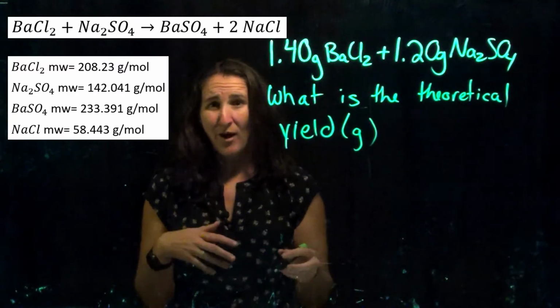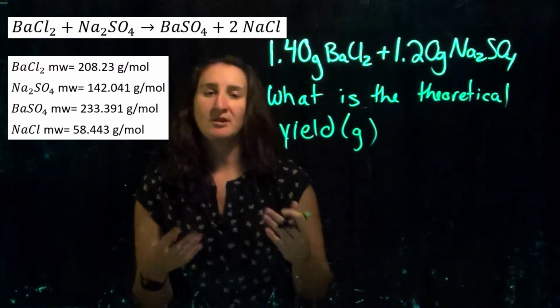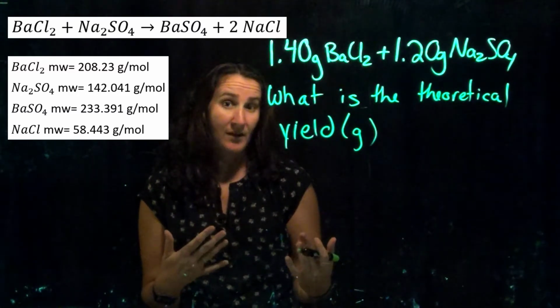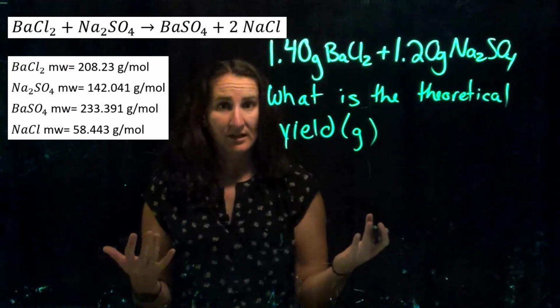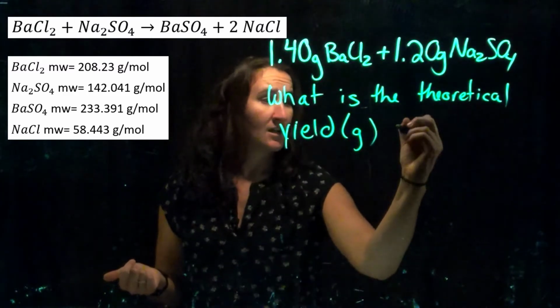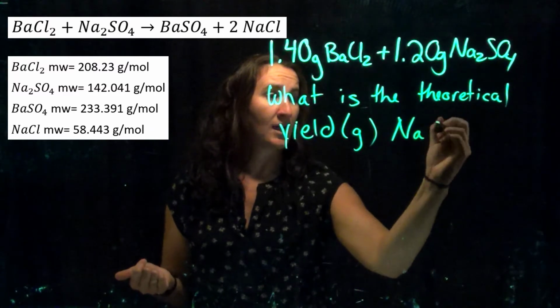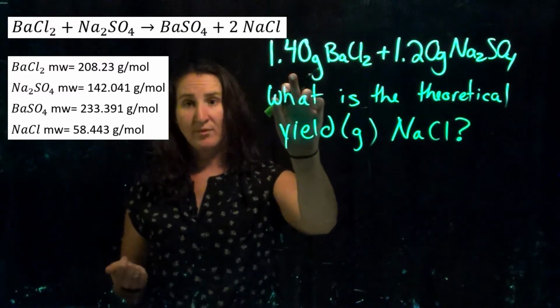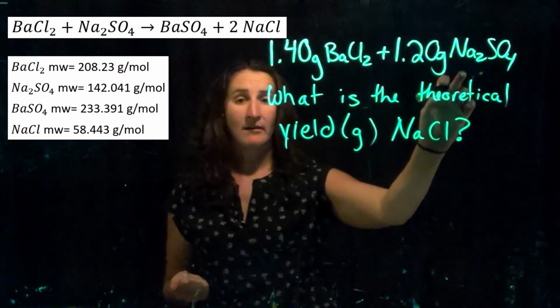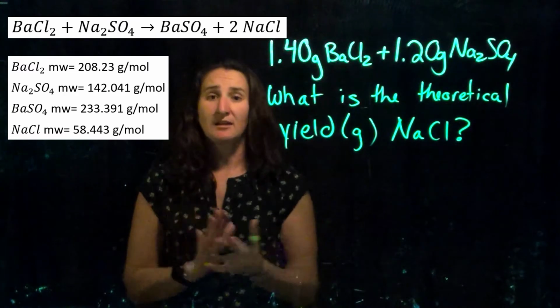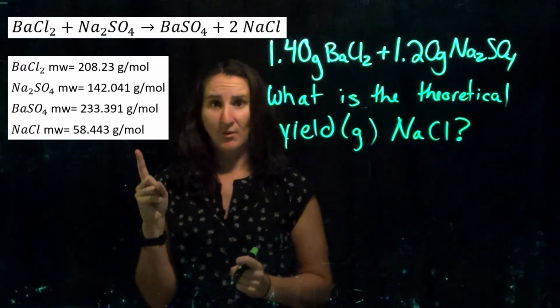You don't typically say, oh, I made this many moles. It's, I created this many grams of my product, or this many milliliters of my product. So it's normally grams, but it could also be milliliters. What is the theoretical yield? Let's just choose, for kicks and giggles, sodium chloride. So meaning, if I start out with 1.40 grams of barium chloride and I react it with 1.20 grams of sodium sulfate, how much sodium chloride am I going to produce based on that balanced chemical equation?